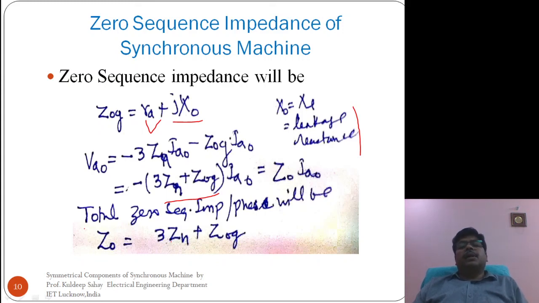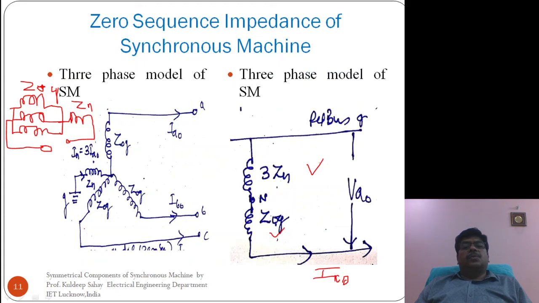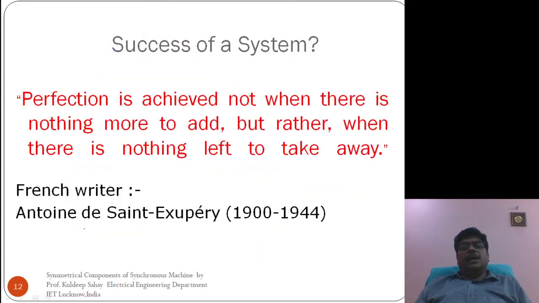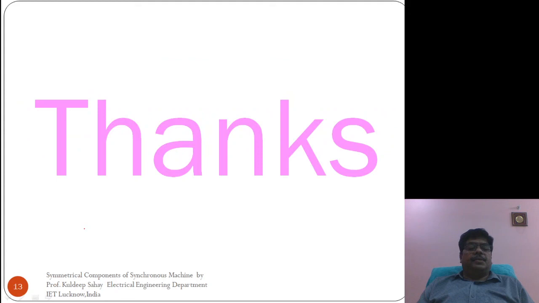So this way one can determine the sequence impedances of the machine, and all are independent, so these can be very easily analyzed for any unbalanced case or any faulty condition. Thank you very much. You have learned how to determine the positive, negative and zero sequence impedance of a synchronous machine, and that will be very useful for fault analysis. Thank you once again.